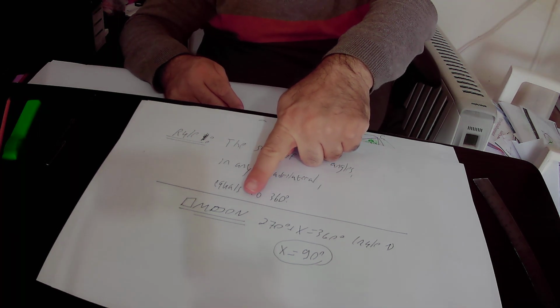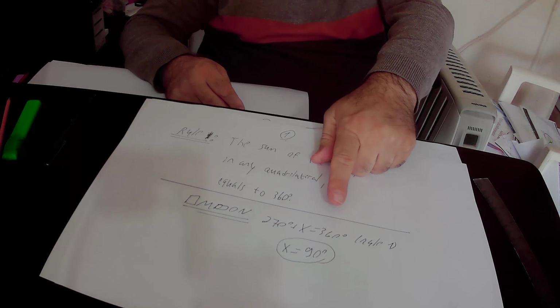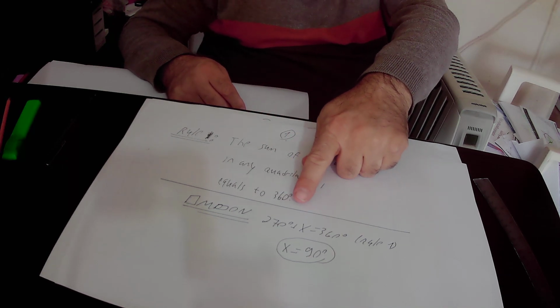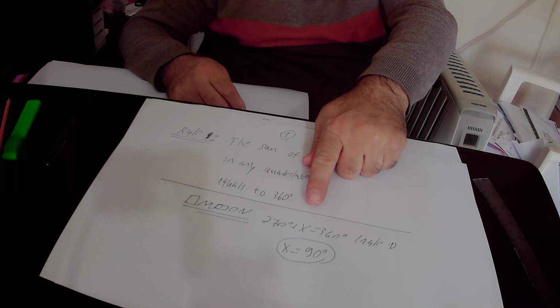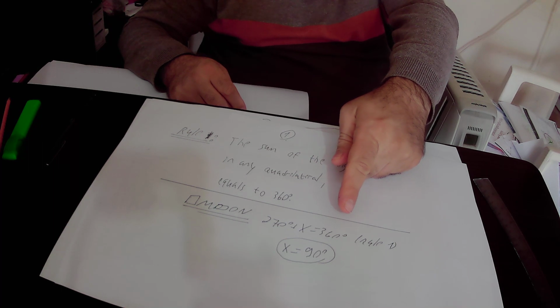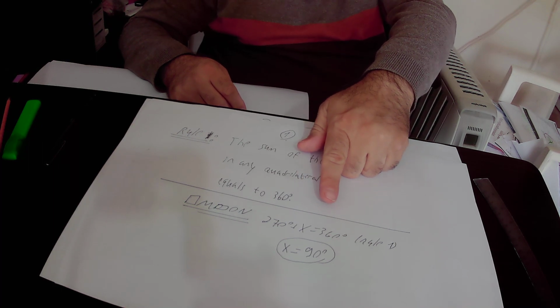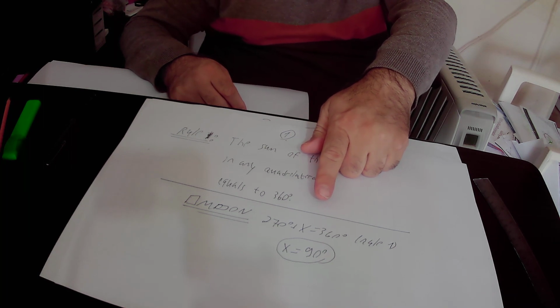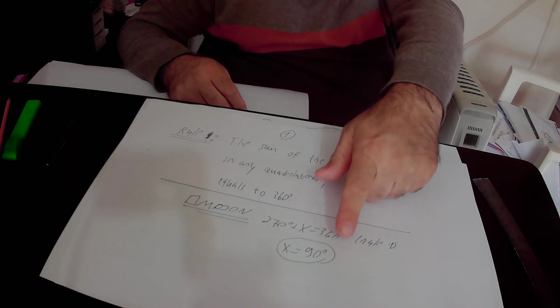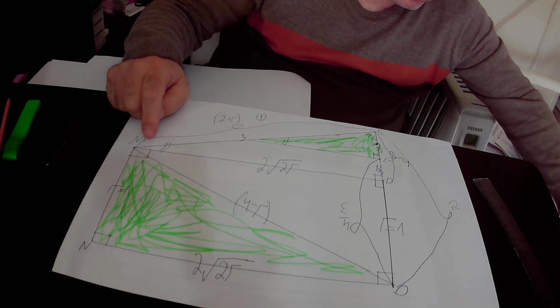In quadrilateral MDON, the sum of its angles must be equal to 360 degrees according to rule number 1, that is to say 270 degrees plus angle x must be equal to 360 degrees. We subtracted 270 degrees from this equality and we got that angle x equals 360 degrees minus 270 degrees, that is to say it equals 90 degrees. So we found out that this angle is the right angle, it equals 90 degrees.